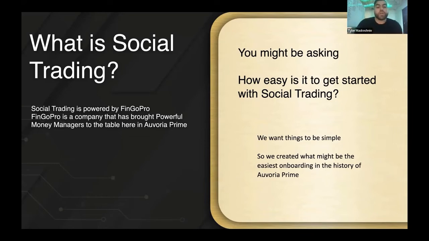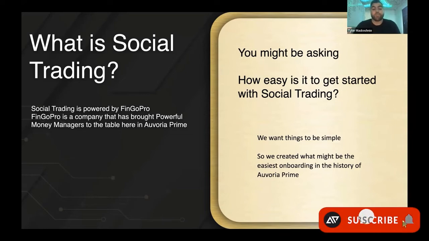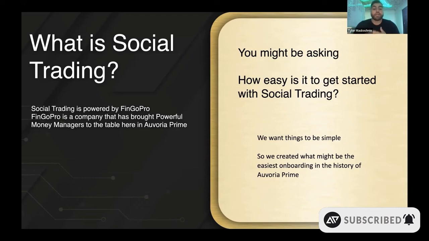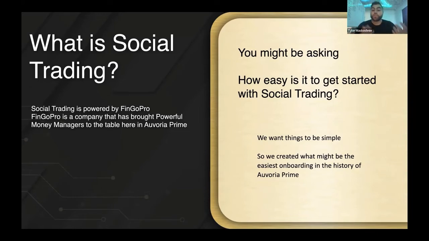So you can understand, social trading is powered by Fingo Pro, and Fingo Pro is a company that has brought proven money managers to the table here in Avoria Prime. We made a partnership with Fingo Pro, which is a fund based out of Dubai, to be able to bring this technology to the table to the retail customers. Very similar to what we did with our Crypto Advantage product. We've been partnering with experts in their arenas to be able to give people a phenomenal experience using funds, people that are managing real live money and capital for customers in an institutional environment, to partner with us on a retail level to be able to give you access.